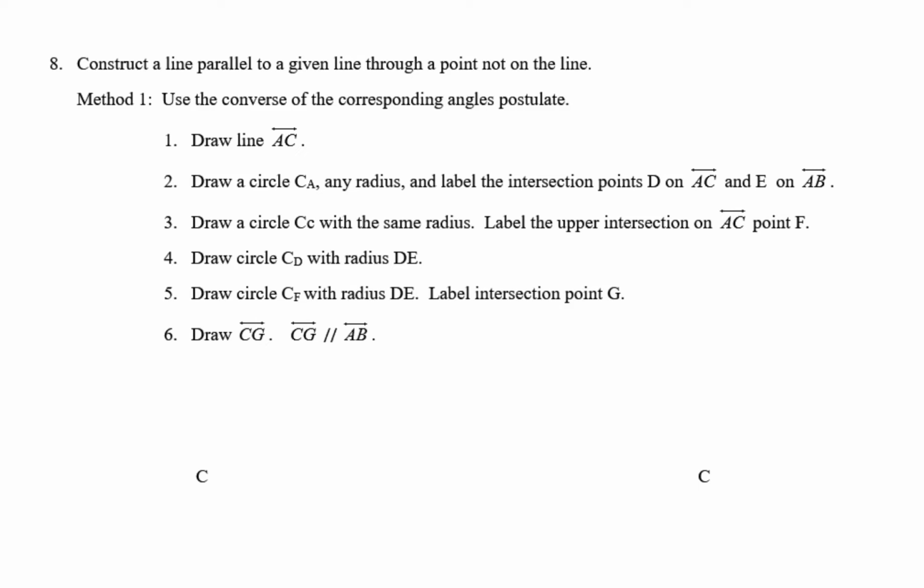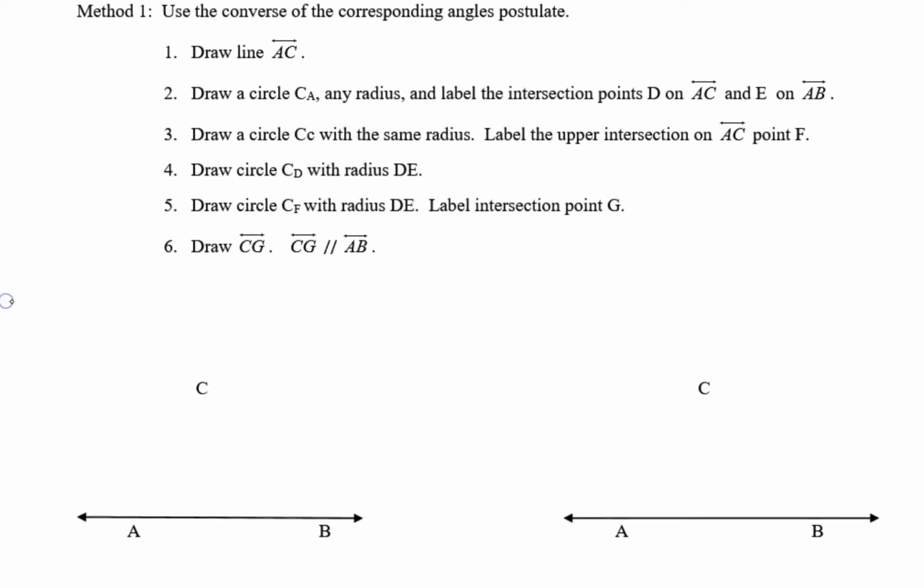Okay, so construct a line parallel to a given line through a point not on the line. We have a few methods to do this. First one is the converse of the corresponding angles postulate. We're going to do this on the left here. We have our line AB. We're going to draw a line AC.